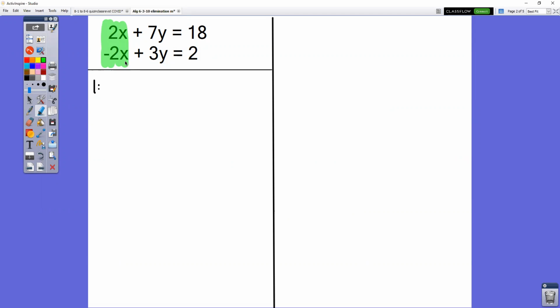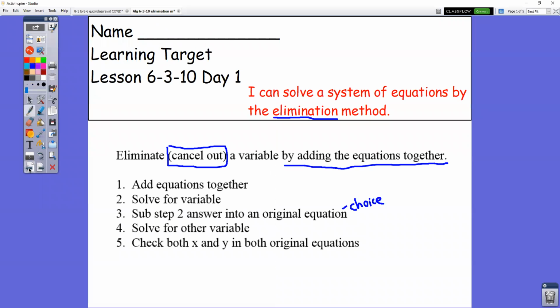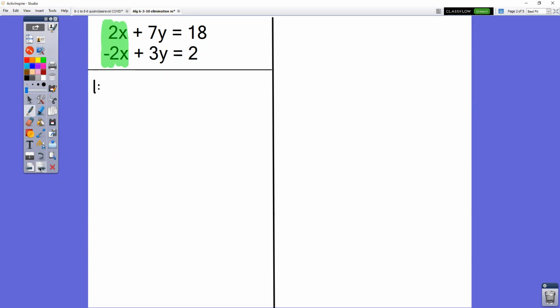All right. So the first step said that we want to add the equations together. We want to add going down. So in our first step, we're going to add going down. When we add going down, 2x plus -2x, those just cancel out. 2x plus -2x is just 0. We're not going to write 0x though. Those just cancel out. Remember that this is called the elimination method.